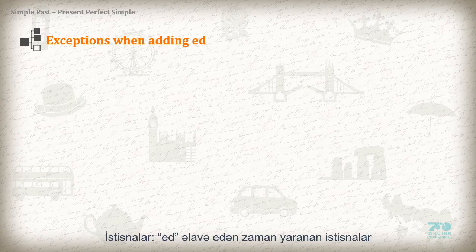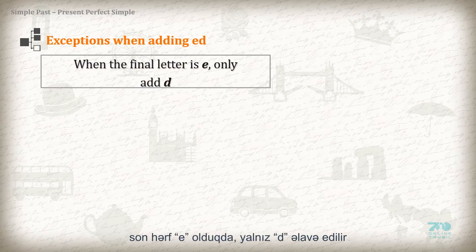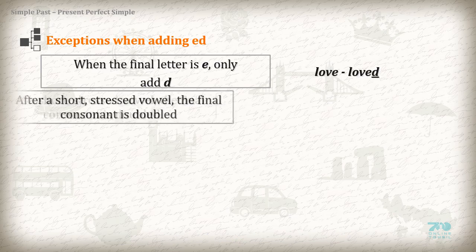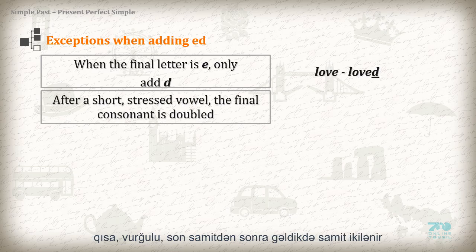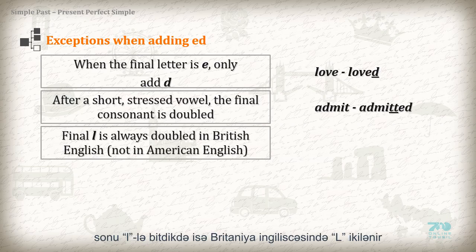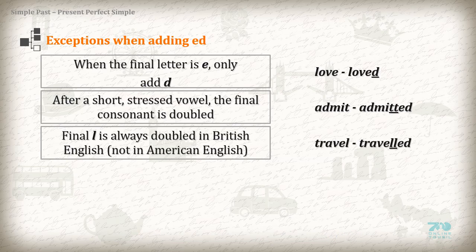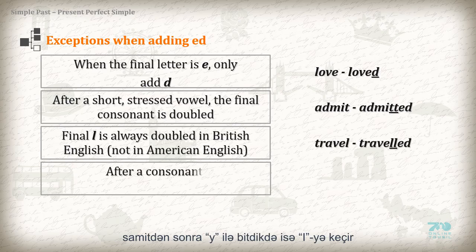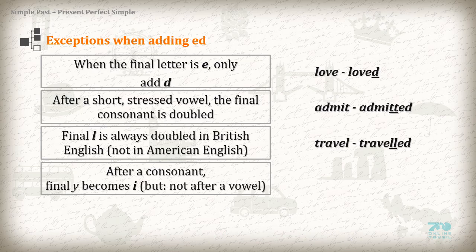Exception when adding ed. When the final letter is e, only add d. Example: laugh, laughed. After a short stressed vowel, the final consonant is doubled. Example: admit, admitted. Final L is always doubled in British English, not in American English. Example: travel, travelled. After a consonant, final Y becomes I, but not after a vowel. Example: worry, worried, but play, played.